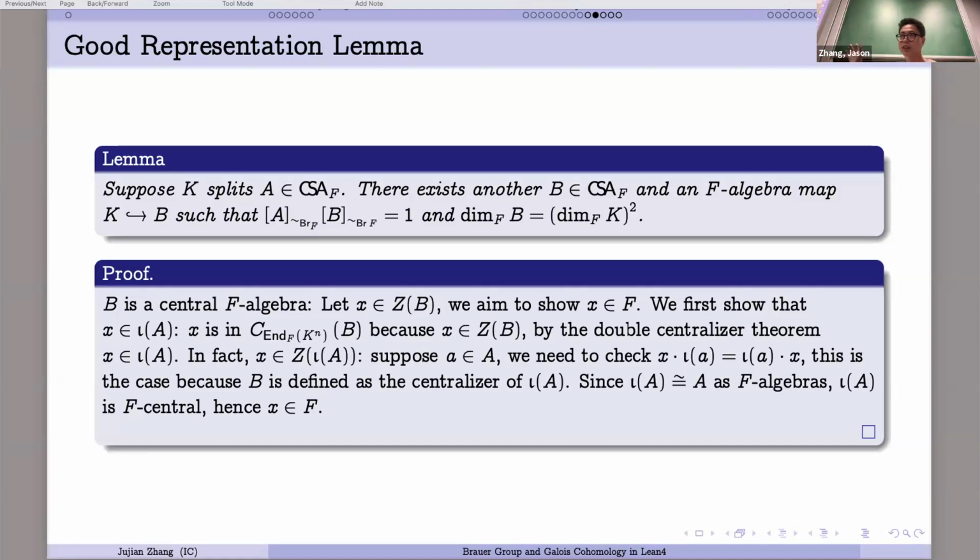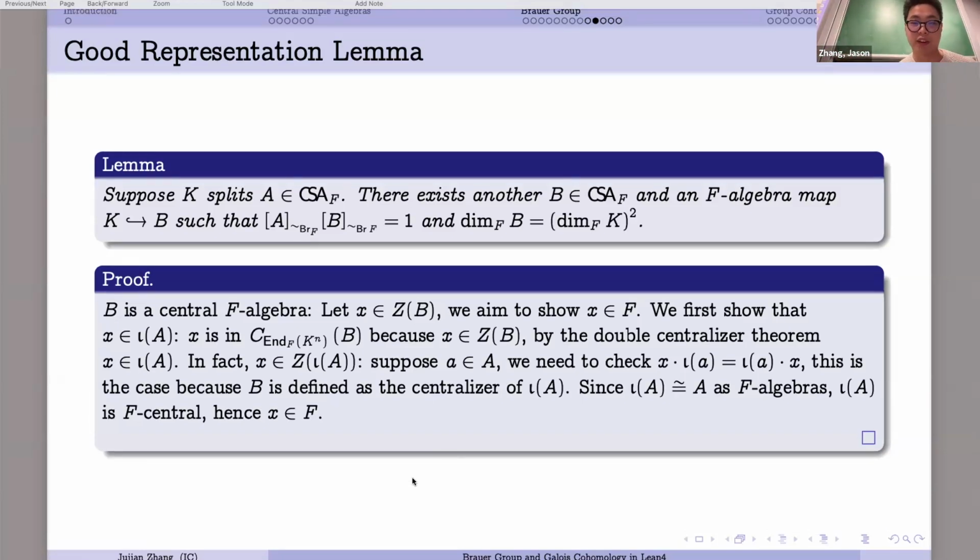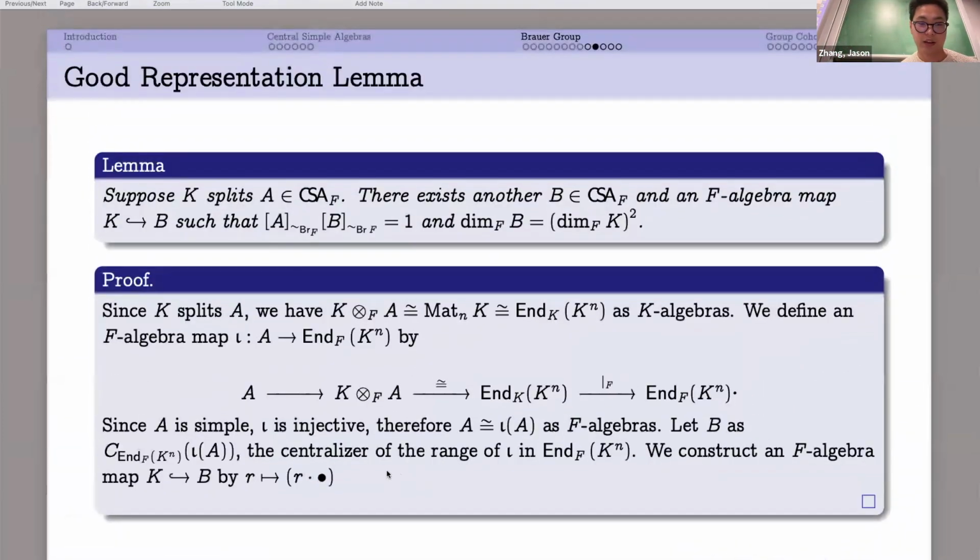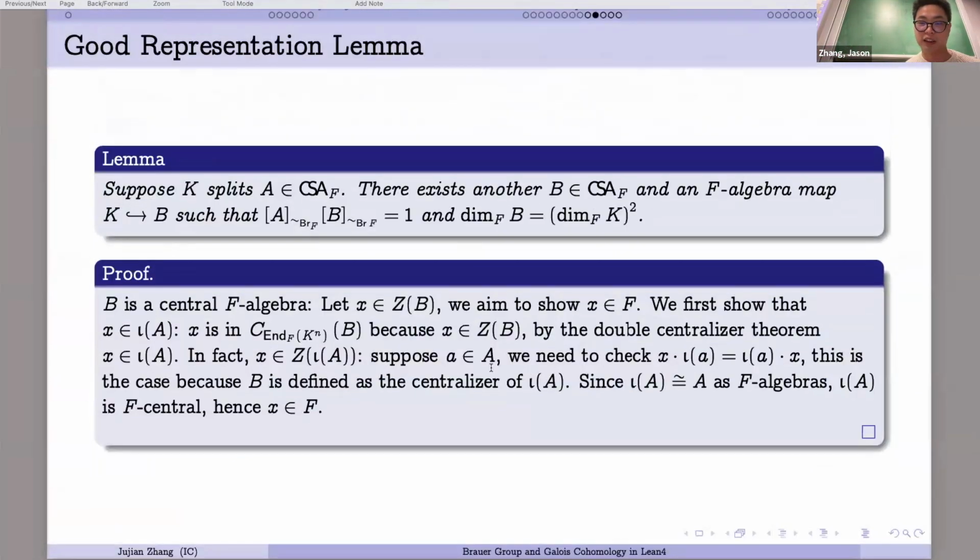So if you just expand everything out, you will see that this implies that X is in the centralizer. And note that B itself is defined to be a centralizer here. So applying the double centralizer theorem, you will see that X is actually in the image of A. And now we prove that X is in the center of the image of A.